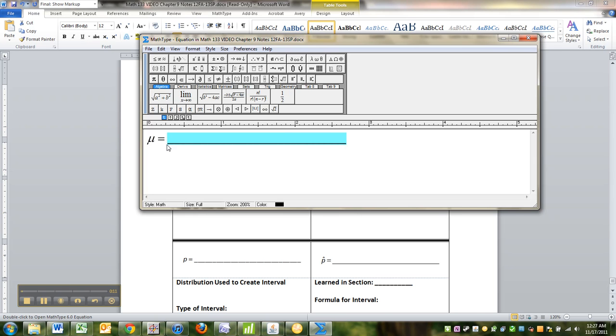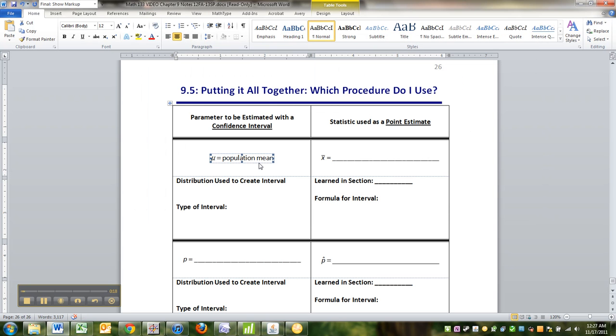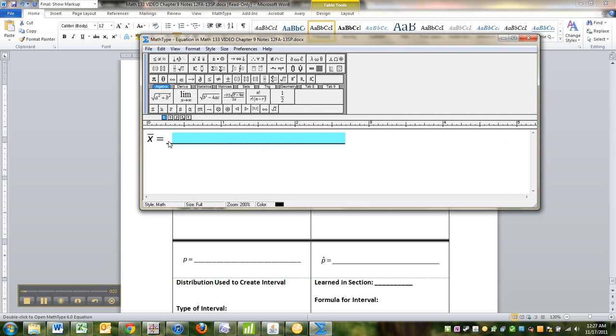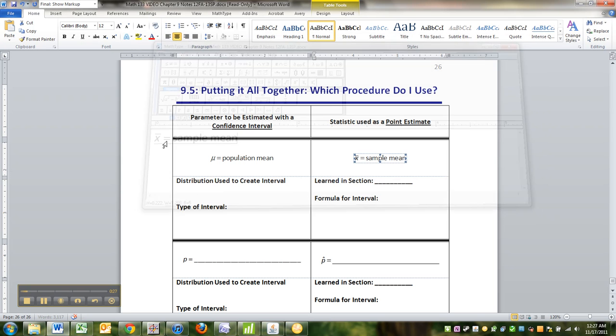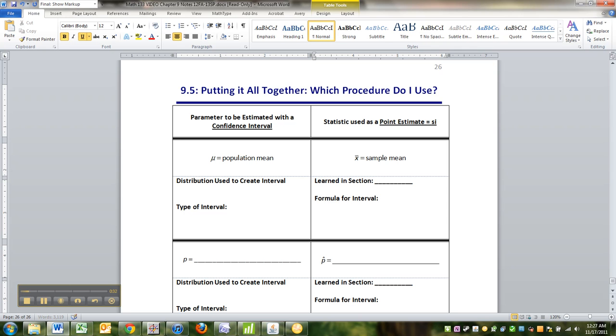But if you're making a confidence interval for mu, mu is the population mean, right? If that's the case and you want to estimate mu, the population mean, you're going to use x bar as your point estimate, your single best guess, which is the sample mean. Just keep in mind that's what a point estimate is: a single best guess. It's a single value, your best estimate.